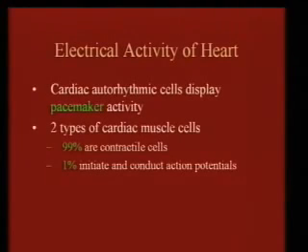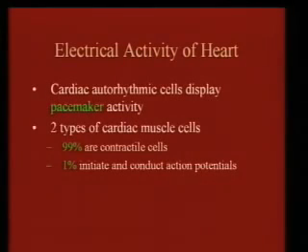Some cardiac autorhythmic cells display pacemaker activity. In other words, they make the pace. They set the pace. They override everything else that's going on and decide how frequently these impulses are going to be sent, and thus how frequent these contractions are going to be. Okay? Now, of all of the cardiac cells that make up heart tissue, there are two types that we're going to discuss. Two of the big categories are contractile cells and conducting cells, these so-called pacemaker type cells.